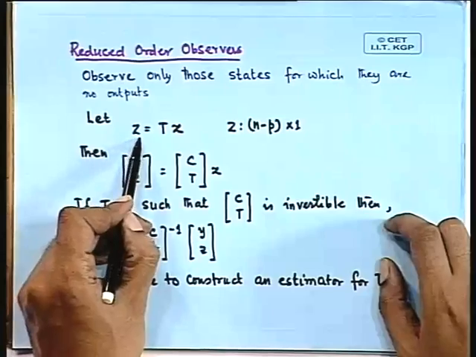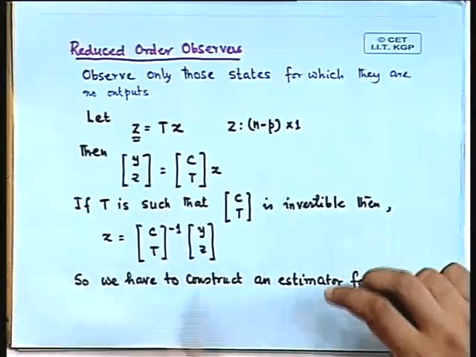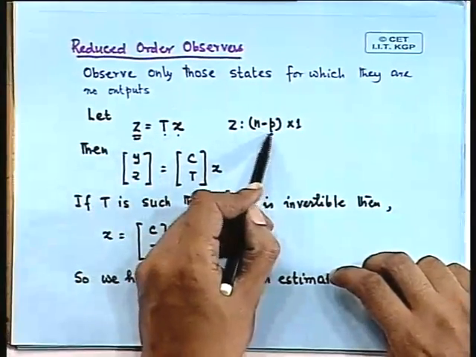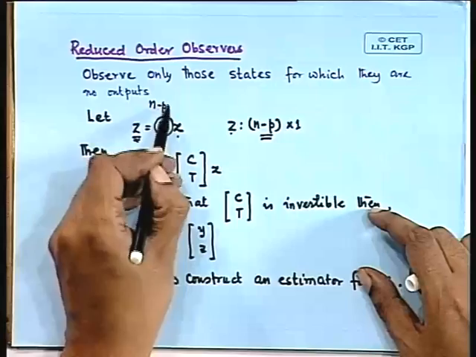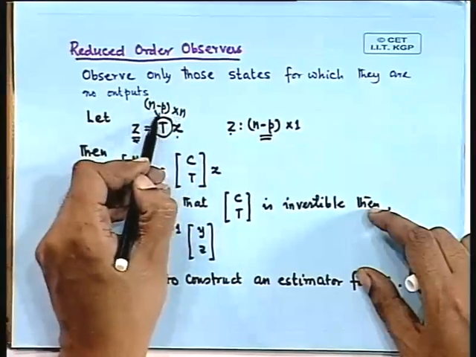So how do you do that? Now define a new variable called z, which is T times x, where this z is an n minus p dimensional vector. So a smaller dimensional vector, which means that T is an n minus p by n dimensional matrix. So basically you are considering linear combinations of the elements of x, and you are considering n minus p such linear combinations. That is the whole idea. So now this is a quantity.